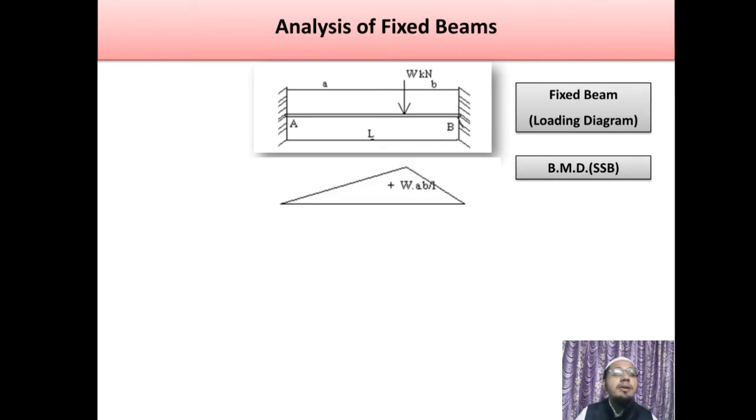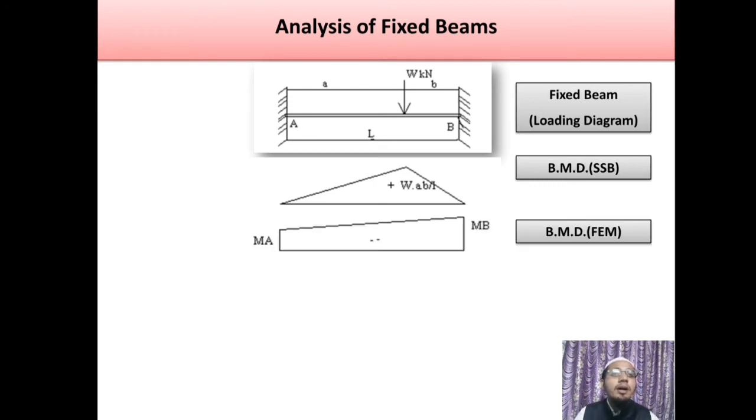So the diagram will be a simple triangle, you can see in the diagram. And what about the fixed end moment diagram? Yes, as MA is less than MB, the fixed end moment diagram will be a trapezium, or we can say it is a negative bending moment diagram or hogging bending moment diagram.